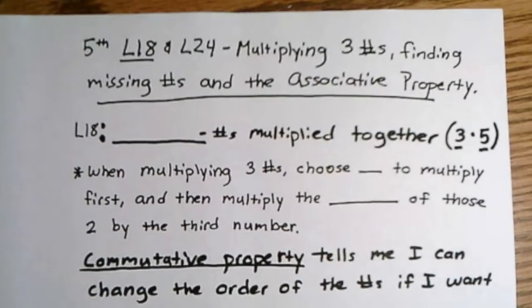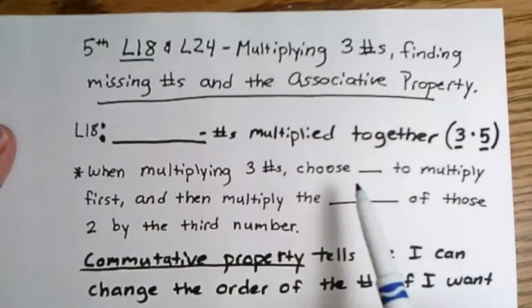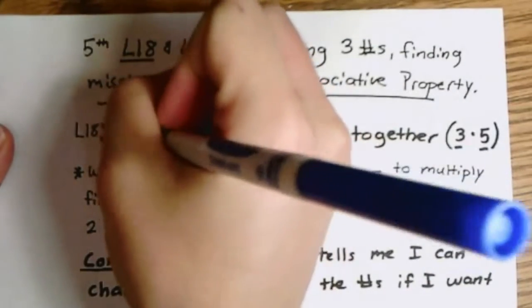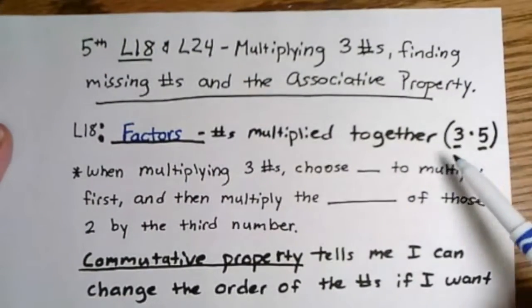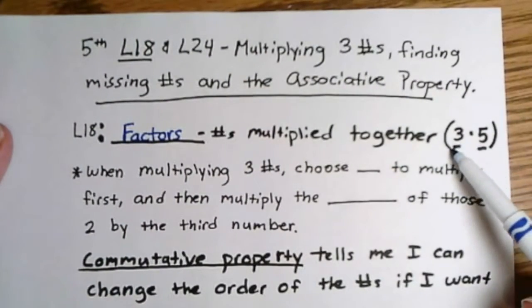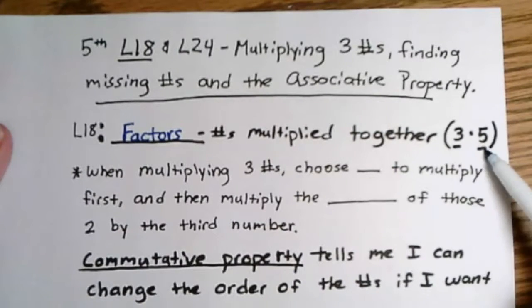We'll cover two lessons, lesson 18 and lesson 24, which are both on multiplying three numbers, finding missing numbers, and the associative property. So lesson 18, our first key word is that we need to know that numbers multiplied together are called factors. So in the problem 3 times 5, both 3 and 5 are called factors.